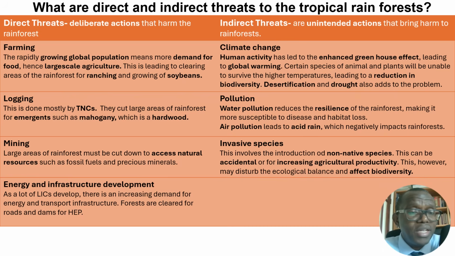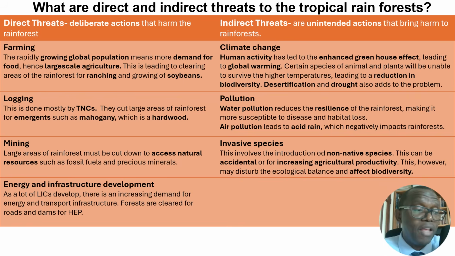Okay. Then the last direct threat is because of energy and infrastructure development. Now, as a lot of LICs develop, there's an increasing demand for energy and transport infrastructure, and the forests are therefore being cleared for roads and for energy in the form of hydroelectric power stations. Now those hydroelectric power stations normally take up very large areas of the rainforest, and obviously when you clear down the trees, that does not necessarily have a good impact on the rainforest.